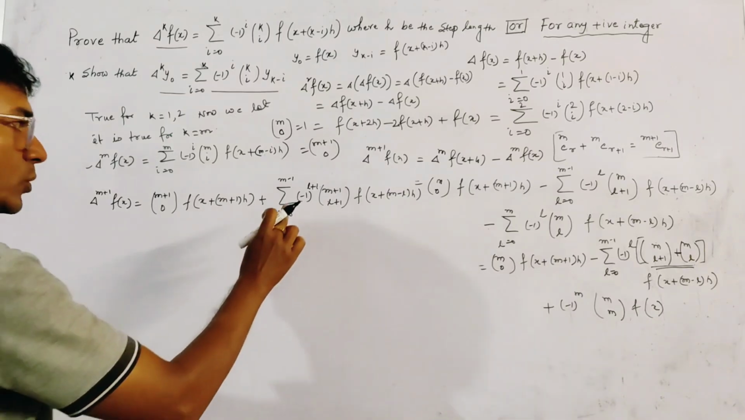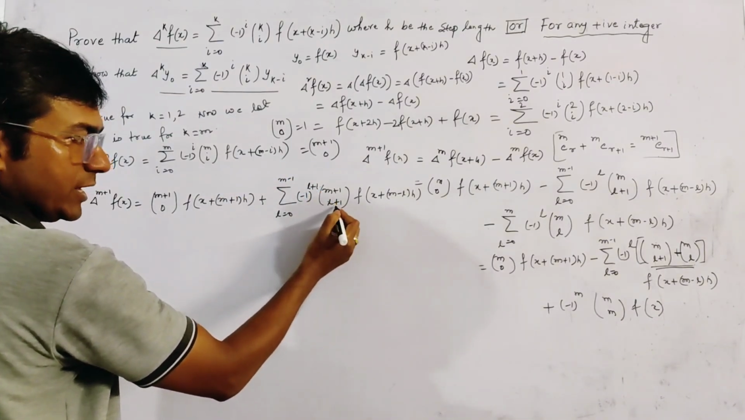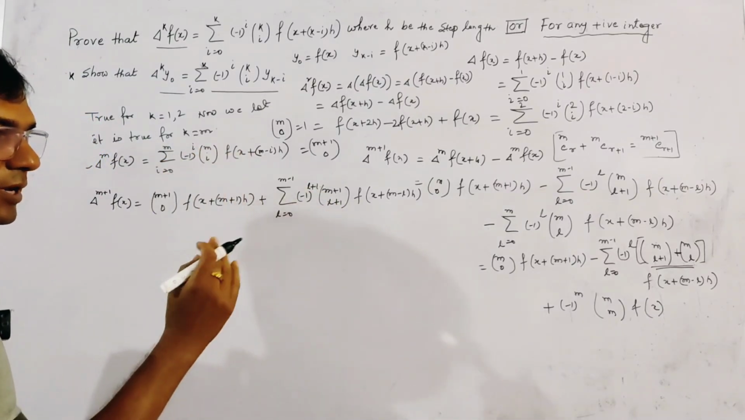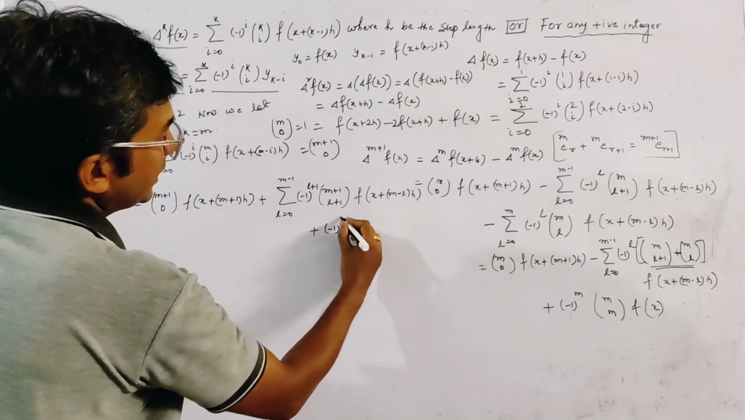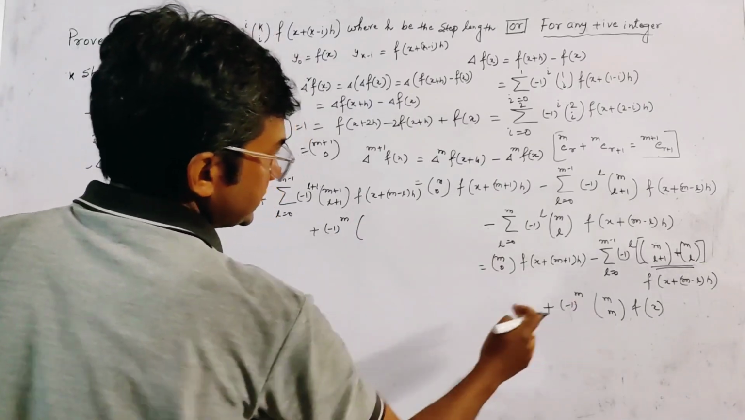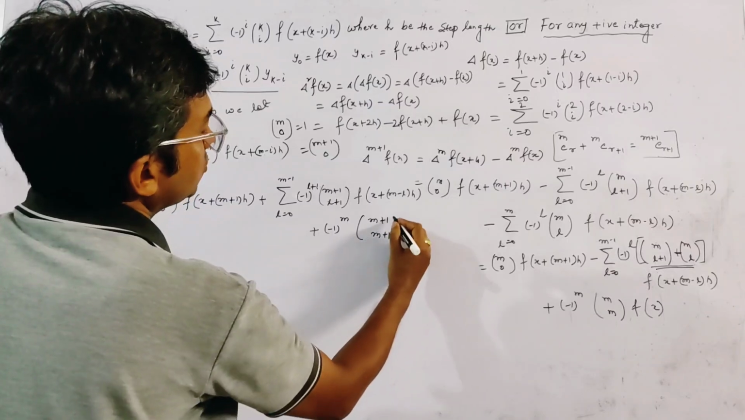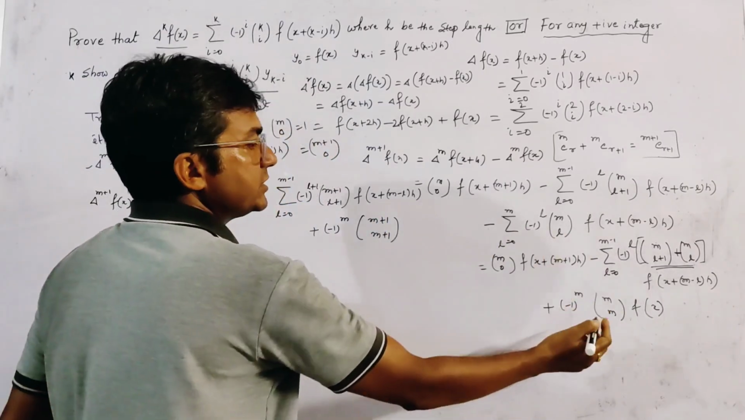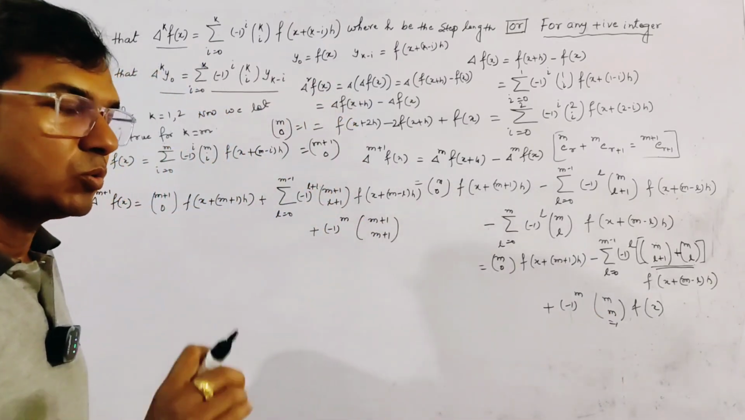Okay, to get similarity, here L plus 1 and here L plus 1, so we get this is plus and this is minus 1 to the power L plus 1, and the last term is minus 1 to the power m into m plus 1 c m plus 1, because m plus 1 c m plus 1 is equal to 1.